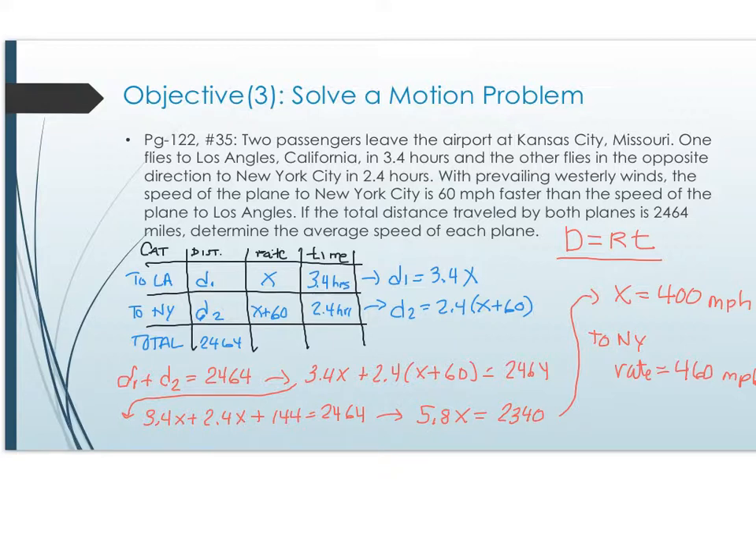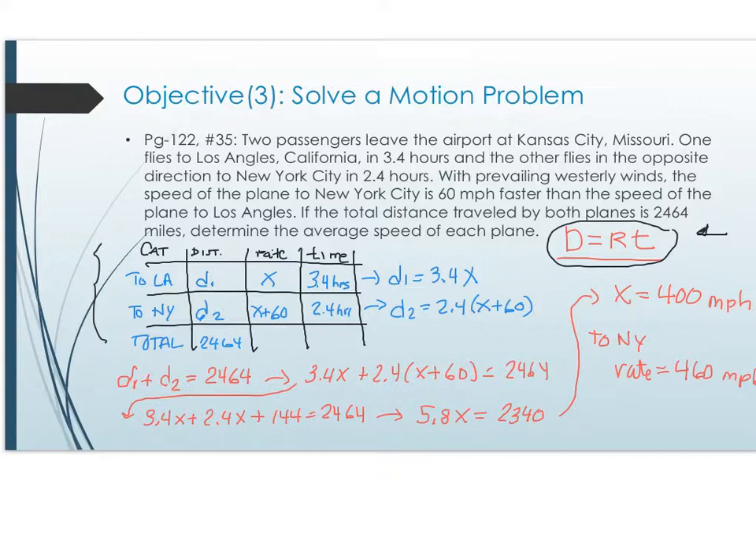If the total distance traveled by both planes is 2,464 miles, determine the average speed of each plane. Well, our strategy, of course, is the distance is equal to the rate times the time. And again, we create a table of information, our categories, our distance, our rate, and time. Notice that the top of our columns is nothing more than our math strategy.